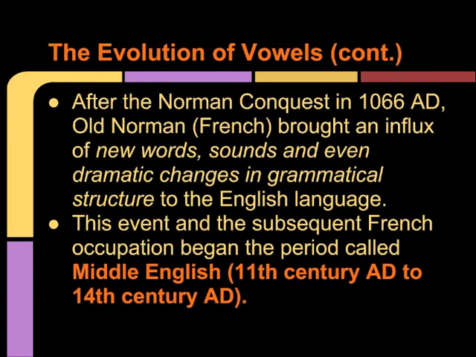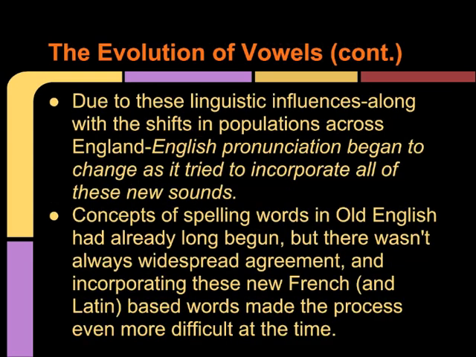After the Norman conquest in 1066 AD, Old Norman, or now French, brought an influx of new words, sounds, and even dramatic changes in grammatical structure to the English language. This event and the subsequent French occupation began the period called Middle English, 11th century AD to 14th century AD. Due to these linguistic influences, along with the shifts in populations across England, English pronunciation began to change as it tried to incorporate all of these new sounds.